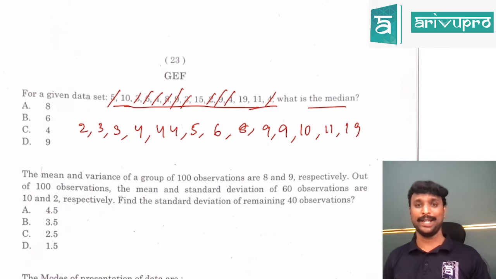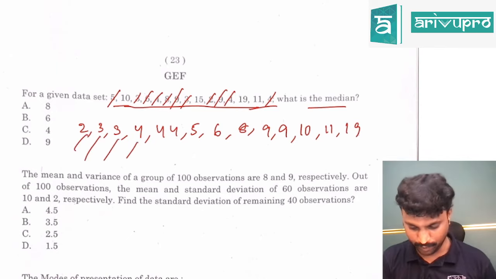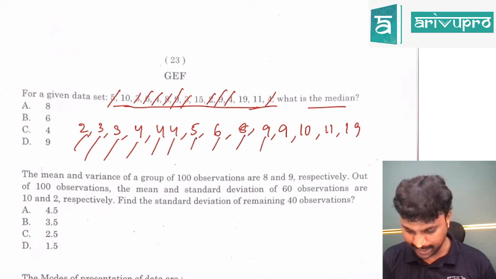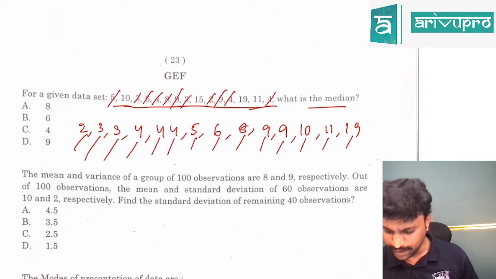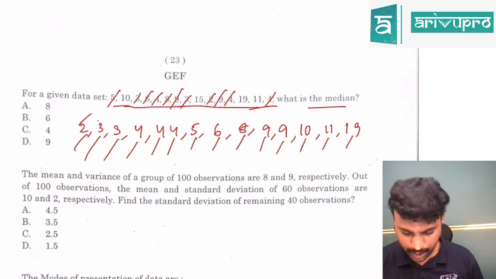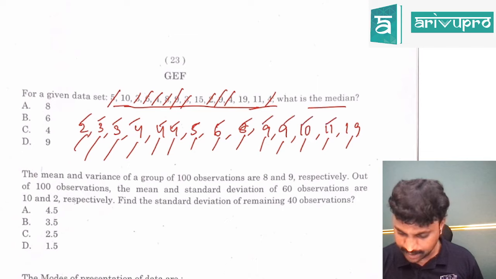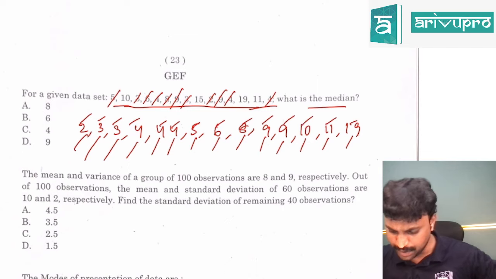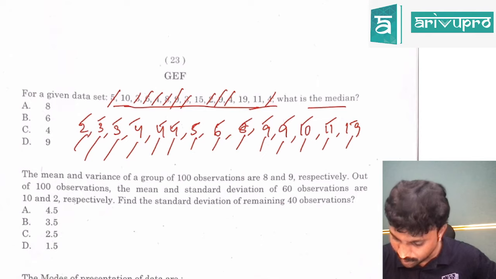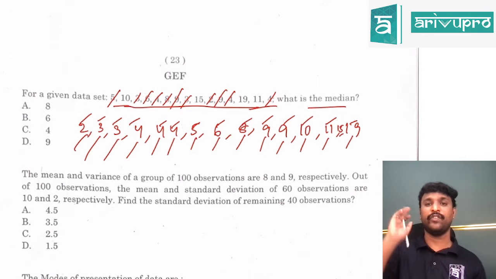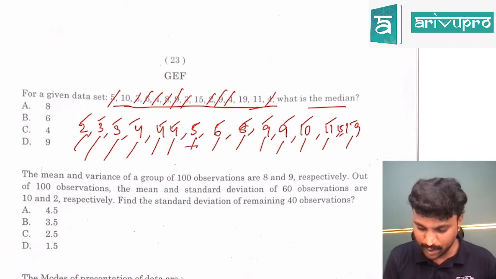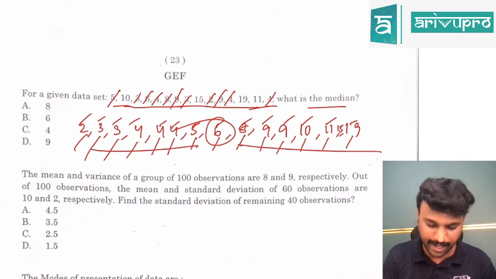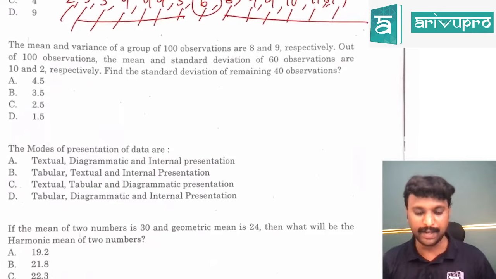So total how many observations, guys? 1 2 3 4 5 6 7 8 9 10 11 12 13 14. Is it 14 or 15? I missed out one of the observations. What is that? 15. Yes, after 11 it is 15. There are 15 observations. So 15 observations means there will be one single value, 7 on the left and 7 on the right. So 6 is the answer, option B. Is it clear?